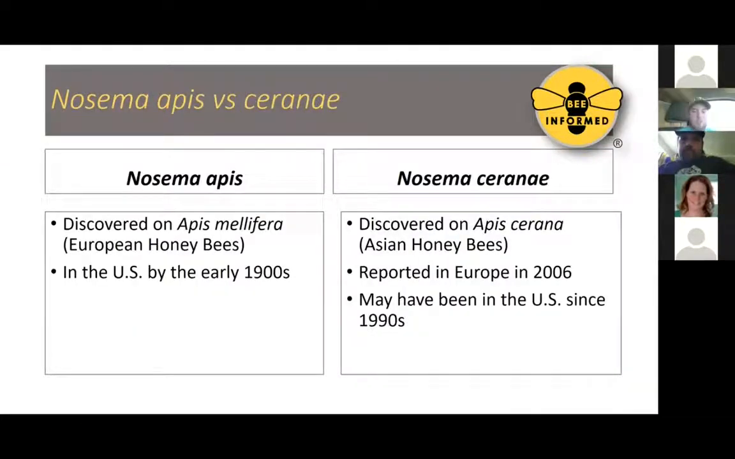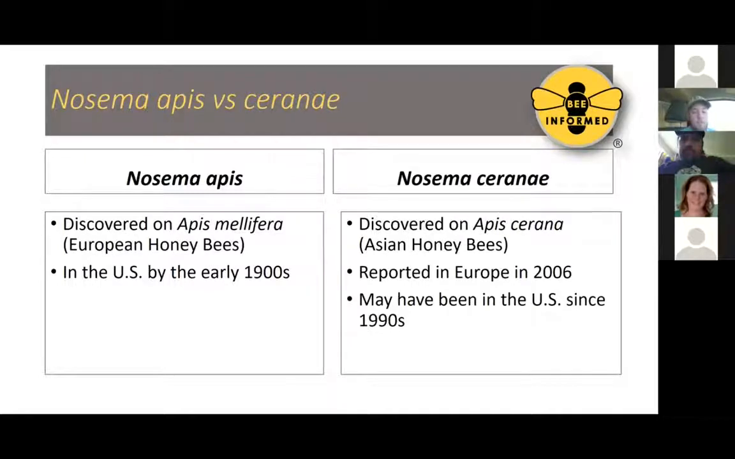Okay, so the two types of Nozema that affect honeybees are Nozema apis and Nozema cerani. Nozema apis was discovered on Apis mellifera, the European honeybee. It made its way into the U.S. by the early 1900s and was believed to be the only type of Nozema that affected honeybees for a long time. That was until Nozema cerani came along.